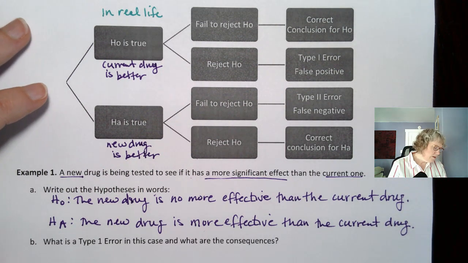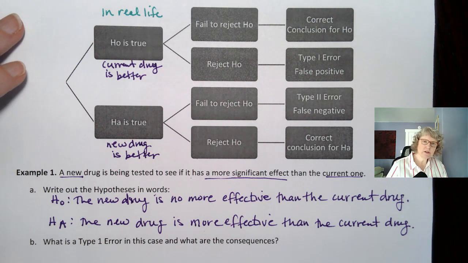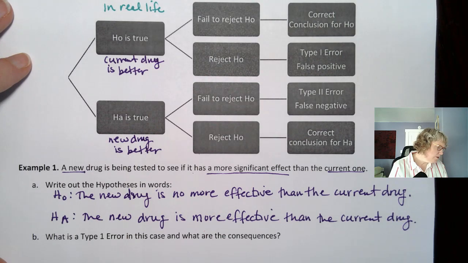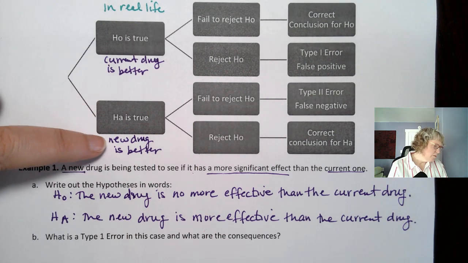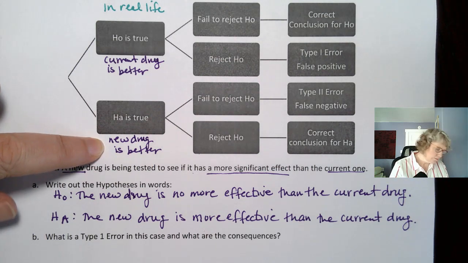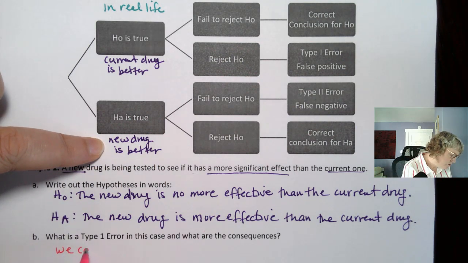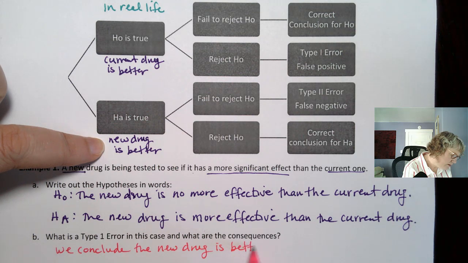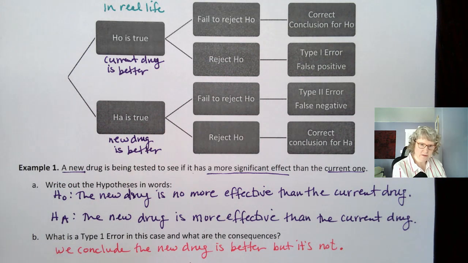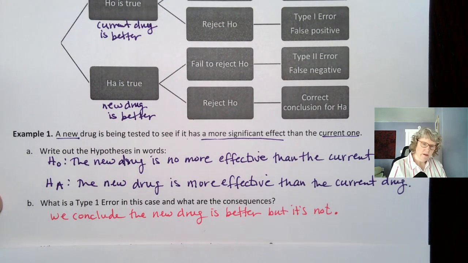Okay, so then what is a type 1 error in this case, and what are the consequences? We want to understand what could happen if we make a type 1 error, okay? So type 1 error is when we conclude for the alternate, but it's actually not true, okay? So if we say the new drug is better, but it's not, we conclude the new drug is better, but it's not. And that's a false positive, right? The positive meaning the alternate. So if we conclude the new drug is better, but it's not, that's a type 1 error.